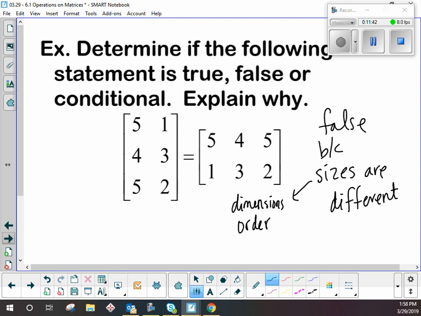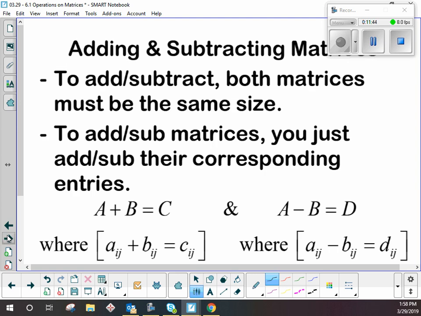All right. So now, having laid all that groundwork, we're going to talk about how to add or subtract matrices. I am recording, right?